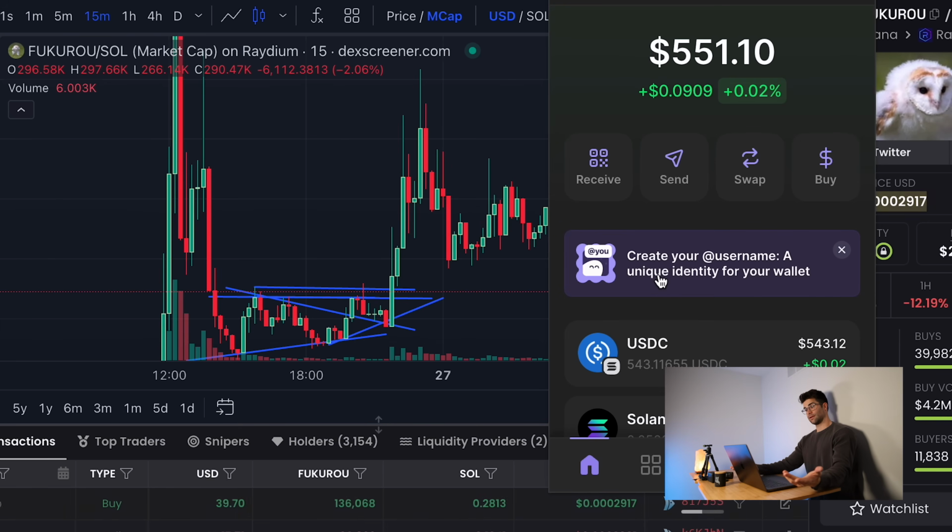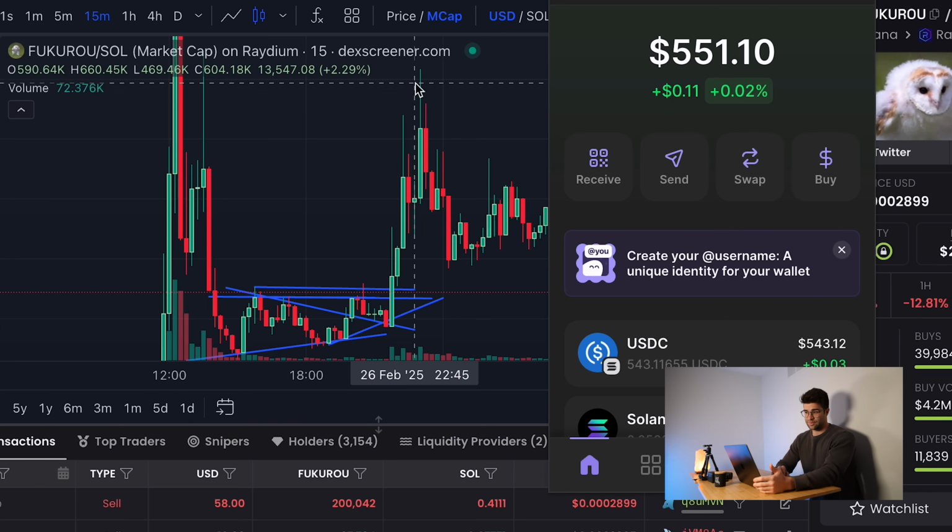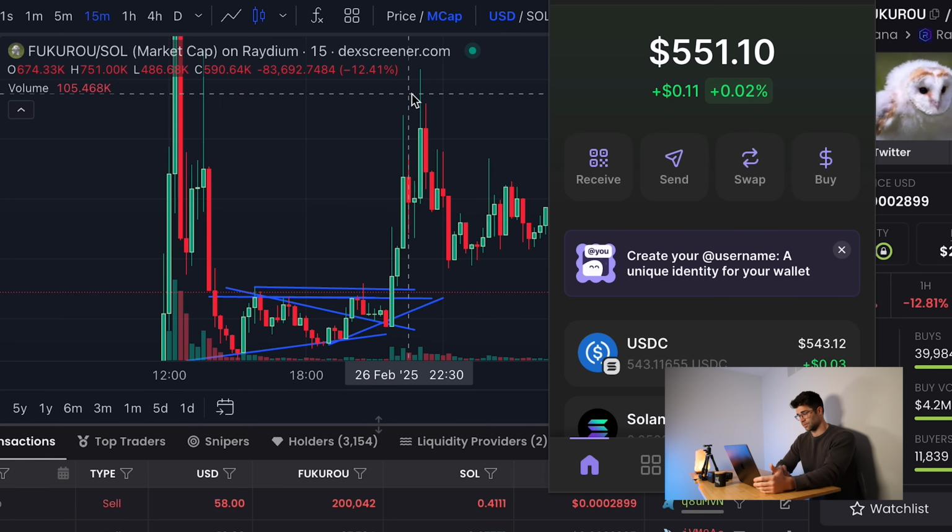And would you look at that? Okay. Yes, I could have had about $250 more if I would have just stayed up till midnight and sold at the peak here for Fakuru. But we did get $17 from that.